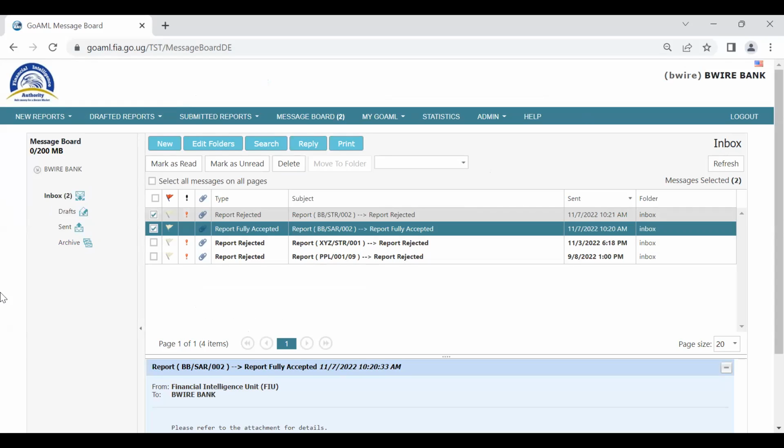So the message board is just like an email platform, but within the goAML system that allows us to communicate with you and you to communicate with us, but not for you to communicate amongst yourselves. So it's one-to-many, us to you and you to us, basically that. So we are done with what we were left to do on our second day session. We are now going to start our third day session.